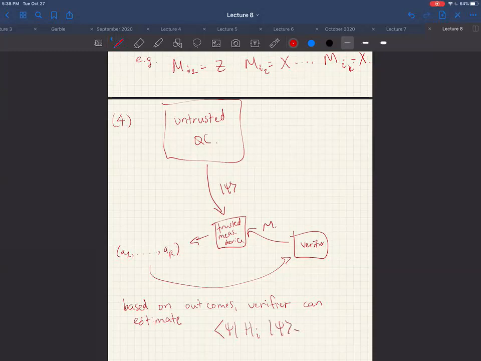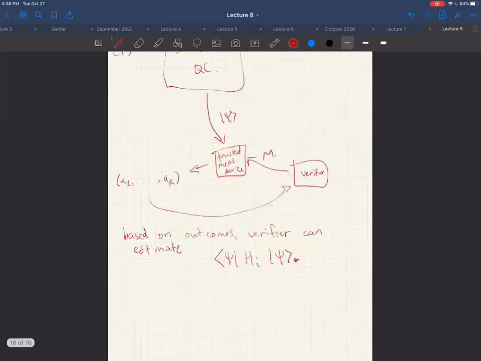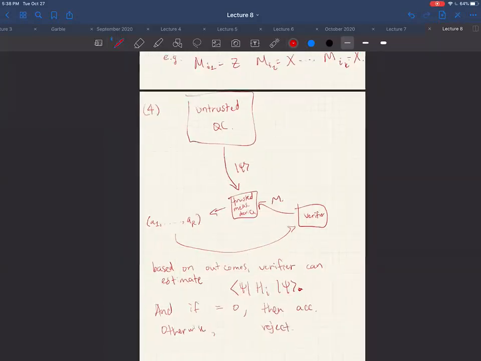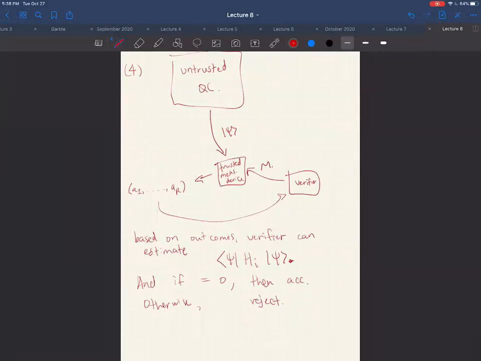According to this term, if this is equal to zero, then accept. Otherwise, reject. So if according to this term it has low energy, then you're going to say, well, I think it's very likely that this is a yes instance. On the other hand, if it has energy that's non-zero, then I think it's going to be a no instance.